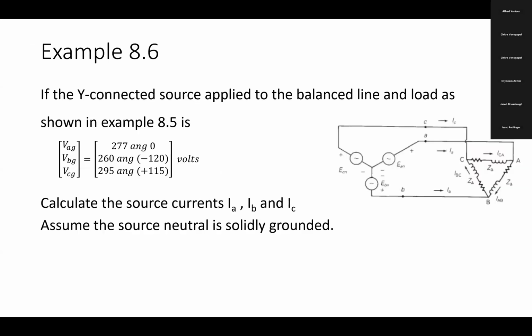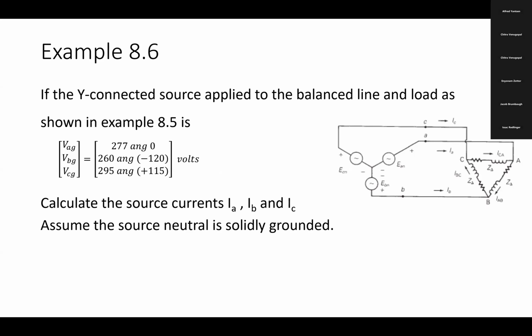All right. So the next example is a Y connected source applied to a balanced line. Here we are looking at VAG, VBG, VCG. Calculate the source currents IA, IB, IC. This is a continuation of the previous problem. The same problem we took, we just draw the impedance networks. Now we are applying the voltage values to that and trying to calculate the current. This can explain in much more detail what we are talking about regarding the currents.